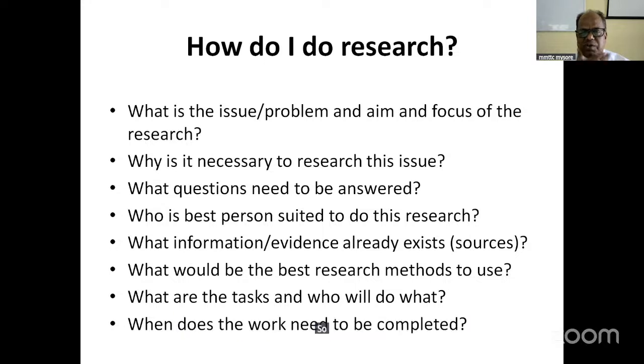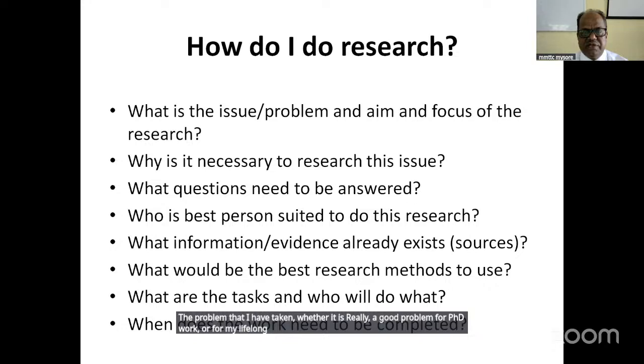Therefore, choosing the problem is the main aim and focus of the research. The problem that you select is very, very important. When you select a problem, think about it a hundred times to decide whether it is a suitable problem. You discuss with your research guide whether the problem that I have taken is really a good problem for PhD work or for my lifelong research career. So that has to be understood.